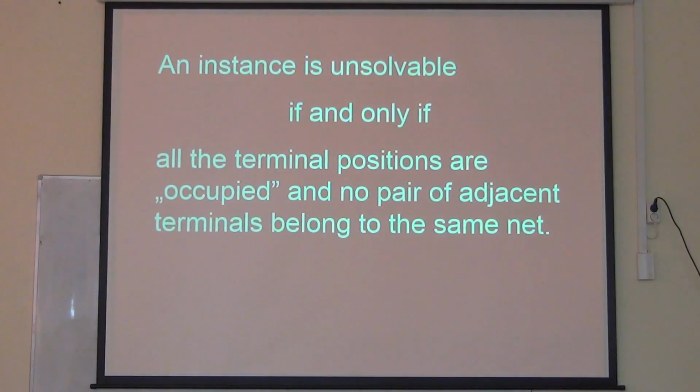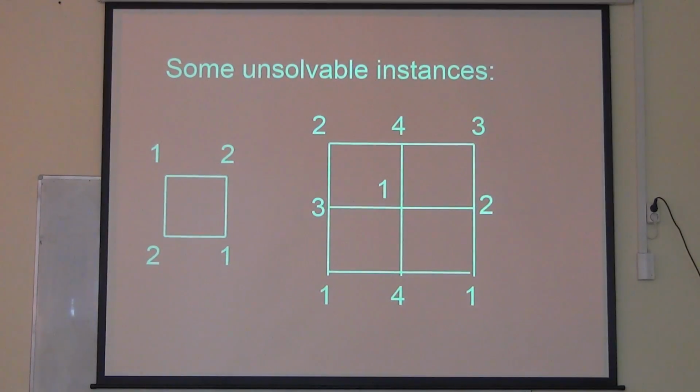More generally, we could prove that an instance is unsolvable if and only if, and again the other direction is not trivial, all the terminal positions are occupied and no pair of adjacent terminals belong to the same net. This second remark is important, so have a look at this one. Suppose that instead of 4, there were 3 in this position. Then you could interconnect 3 with 3 somewhere, and above that part, you have infinitely much free space for making all the other connections. So it's very important that in this unsolvable instance, any pair of adjacent vertices belong to different nets.